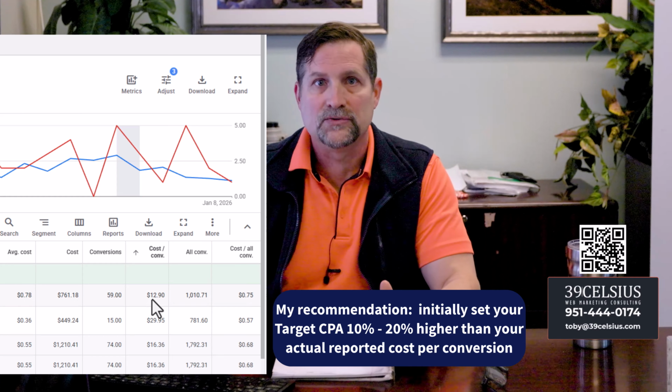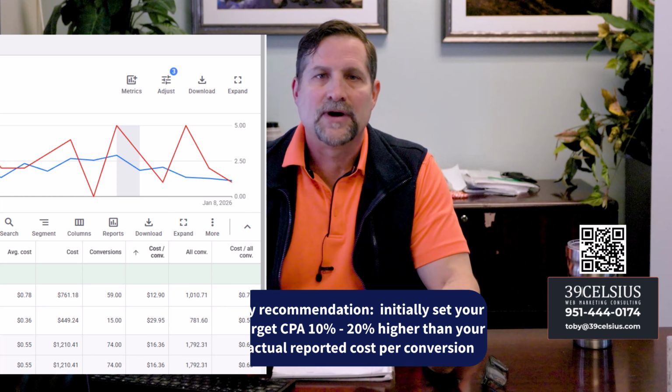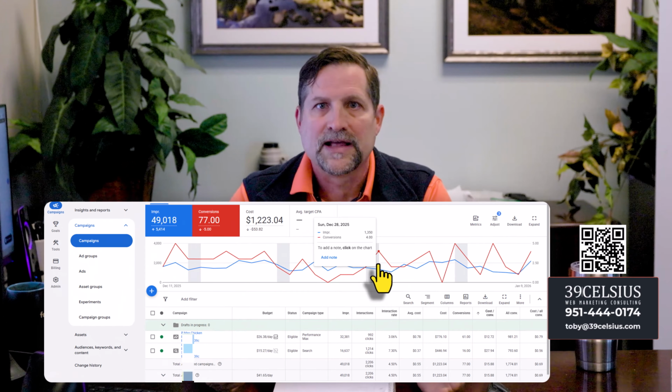And then wait 1 to 2 weeks to see the impact. Then ratchet down the CPA in increments of 10 to 20% and let the algorithm adjust after each change in Target CPA. And you can keep lowering it stepwise until you reach your ideal cost per conversion. Let's look at a real example. Start by looking at what you've actually paid for a lead over the last 30 days.